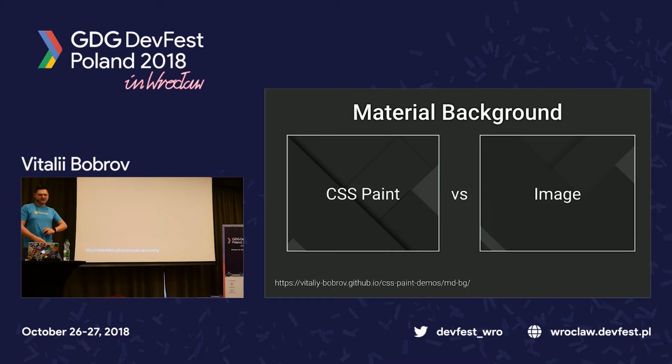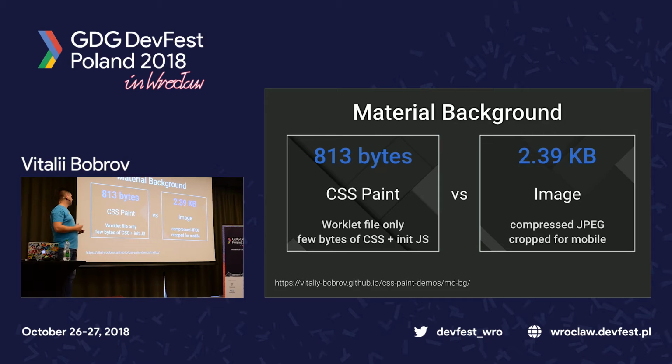And I did a small research. I have the same images for all browsers, like a JPG one, and for browsers that support CSS Paint, I have a generated one. So I have both, and I compare the size of them. My CSS Paint worklet minified is just 800 bytes. And the JPG compressed image, cropped for mobile devices, that I use in media queries to provide different backgrounds, is 2 kilobytes. So it's the smallest image, but the size is like 3 times greater than the CSS Paint worklet.